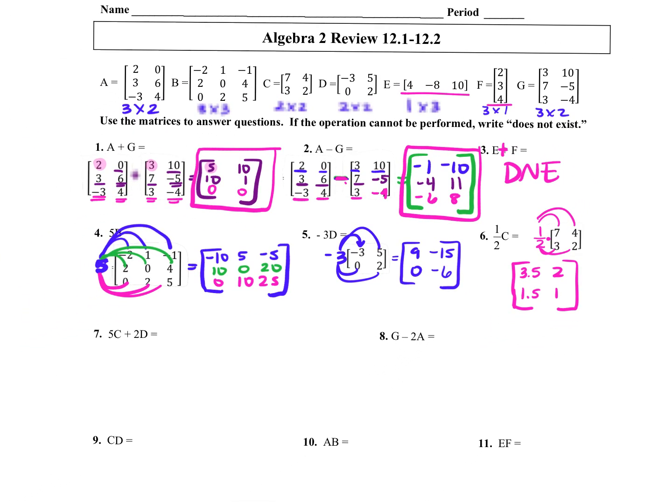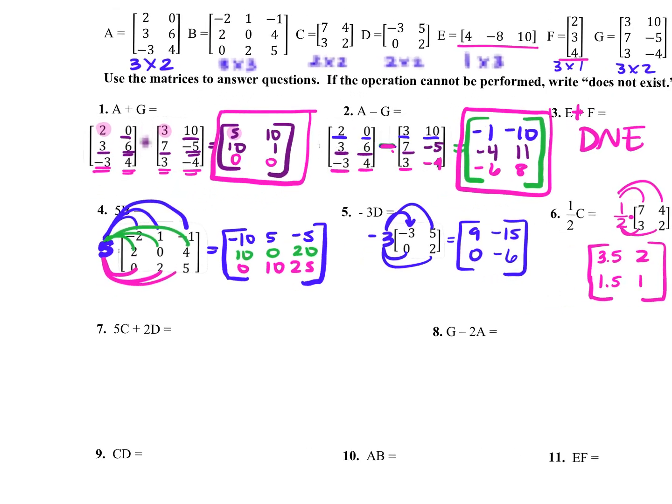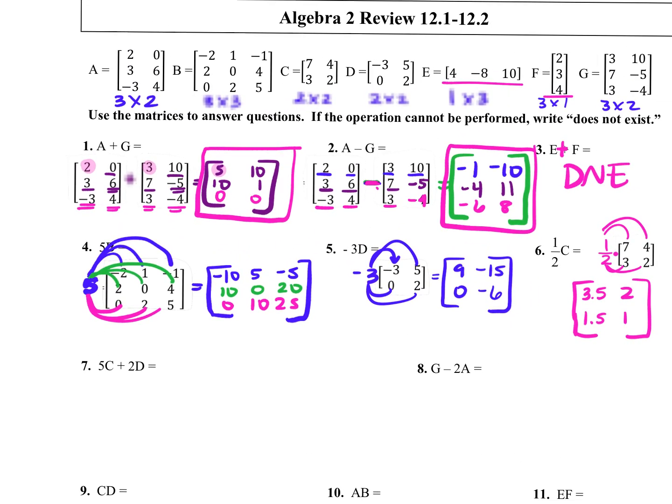All right, 7 gets a little bit fancier. So now you're taking 5 times C plus 2 times D. So it's a 2 by 2 and a 2 by 2. So we can add those together, but we got to multiply first. So here is your C matrix and your D matrix.